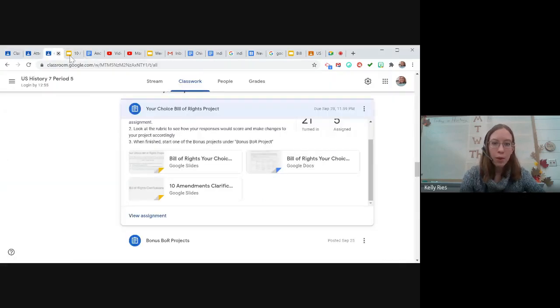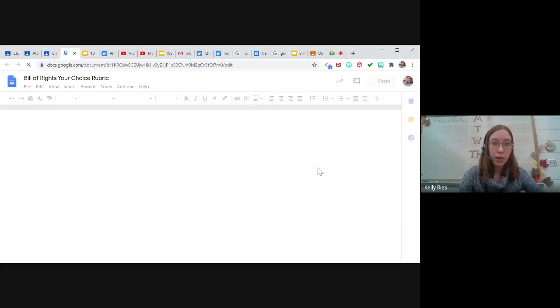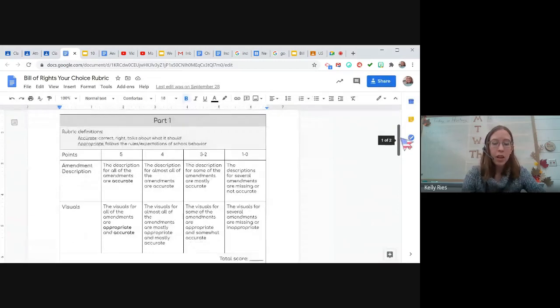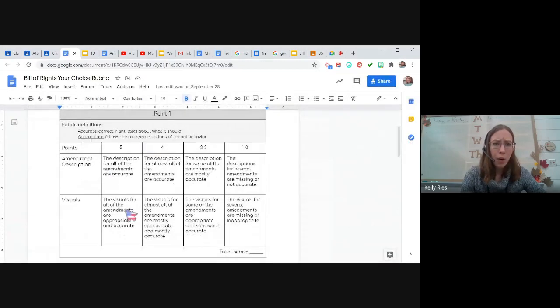Another thing I want to point out is I also attached a rubric to this project, and your rubric shows you how I am going to be grading each of these parts. For part 1, half of what I'm grading you on is your amendment description. In order to get a perfect score, the description for all 10 amendments needs to be accurate, or in other words, correct. It talks about what it should. Remember, it's in your own words. We're not plagiarizing, and we're not taking from another source without giving them credit. So that first half is all about the description.